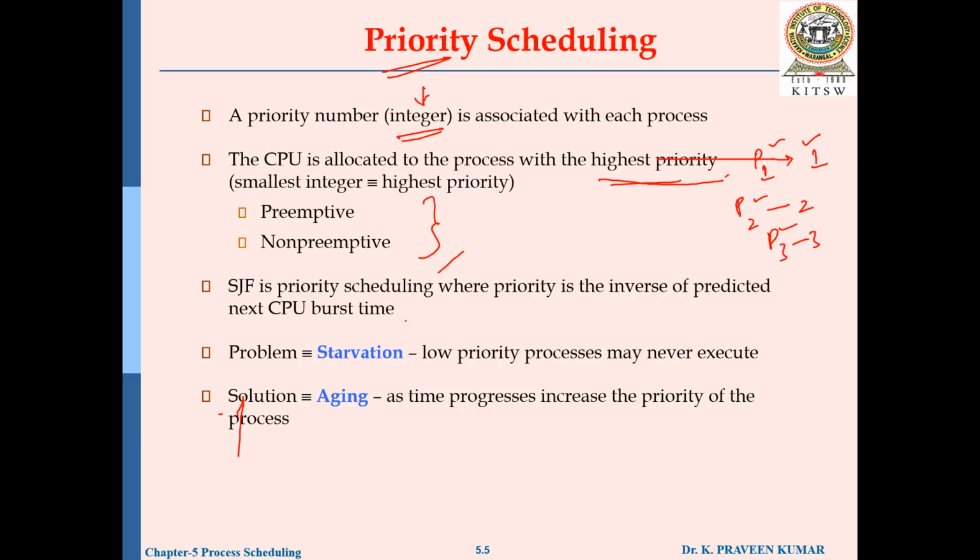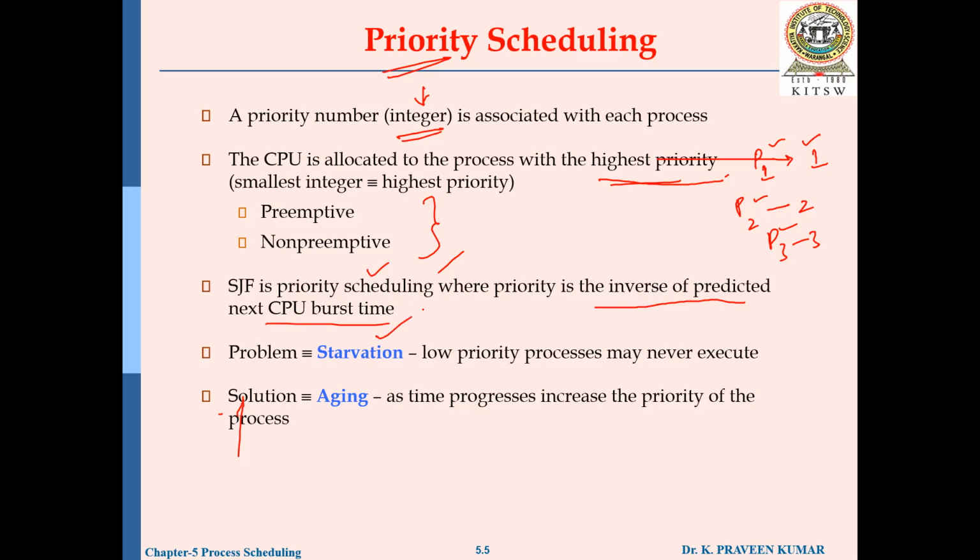Shortest job first is a priority scheduling where the priority is the inverse of the predicted next CPU burst time. So when you are giving the priority, the process with priority will be given the CPU first. Instead of taking the shortest job, we consider the processes according to their priority. The problem with the priority scheduling algorithm is starvation.